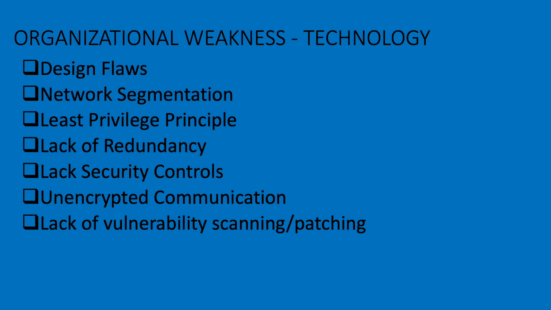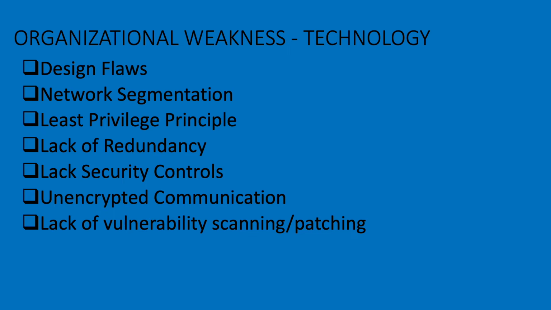Some of the organizational weaknesses and vulnerabilities related to technology include design flaws. It includes lack of network segmentation, which would result in an attacker gaining access to the whole network if they were able to compromise one of the endpoints. In general, lack of security controls.